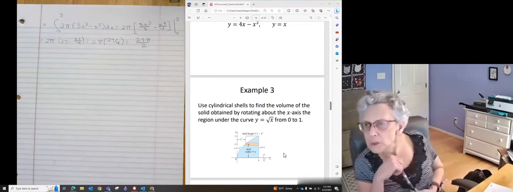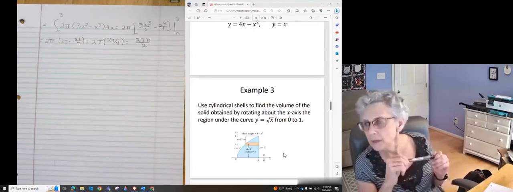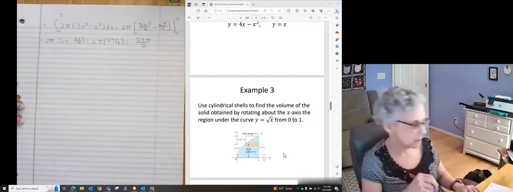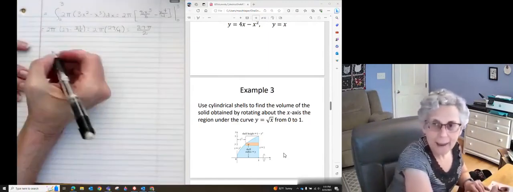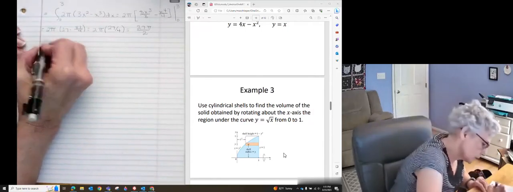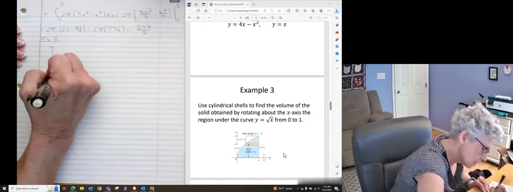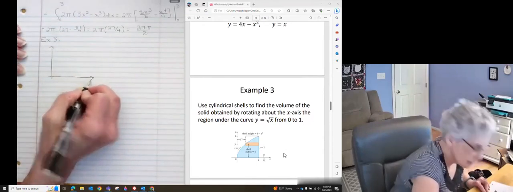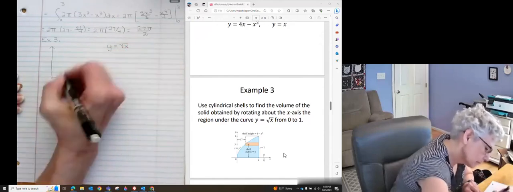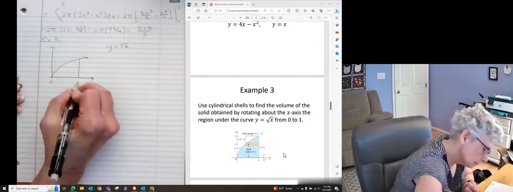Now, we want to use cylindrical shells. This time we're going around the x-axis to find the volume of the solid obtained by rotating y equals the square root of x from 0 to 1. So we don't have to figure out an intersection point because we're given our limits of integration. Example 3. So it always helps me to draw my own picture. I'm going to do y equals square root of x from 0 to 1.